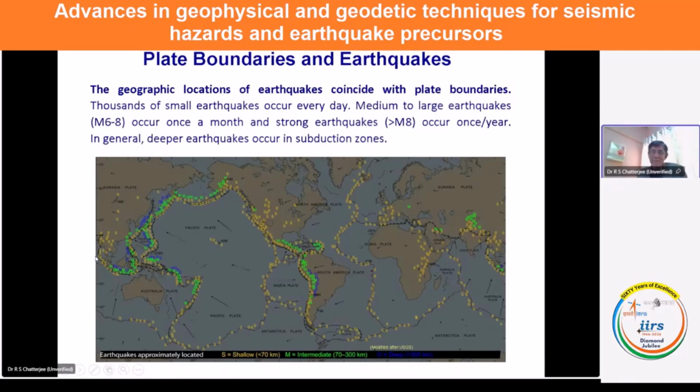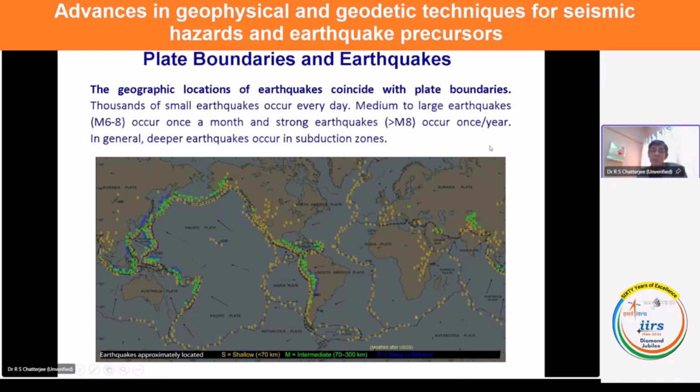You see this statistics of the earthquakes. In general, there are thousands of small earthquakes that occur almost every day globally. Those are of very small magnitude, 1, 2, 3, up to 3 or 2.5. These are considered small earthquakes. So they occur every day, and there are thousands in number.